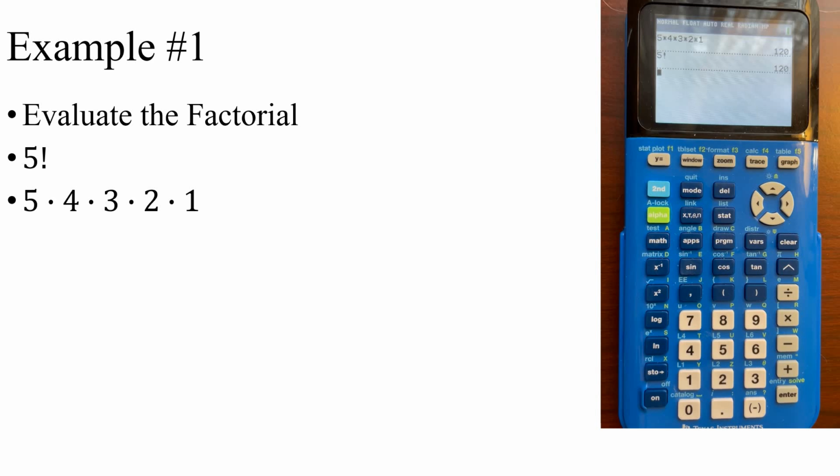So anytime you want the factorial symbol, you're just going to math, scrolling over to the probability section, and selecting the exclamation mark. Make sure you have your number first, what you're trying to do your factorial for. All right, next up is using the permutation and combination and showing how the calculator does that.